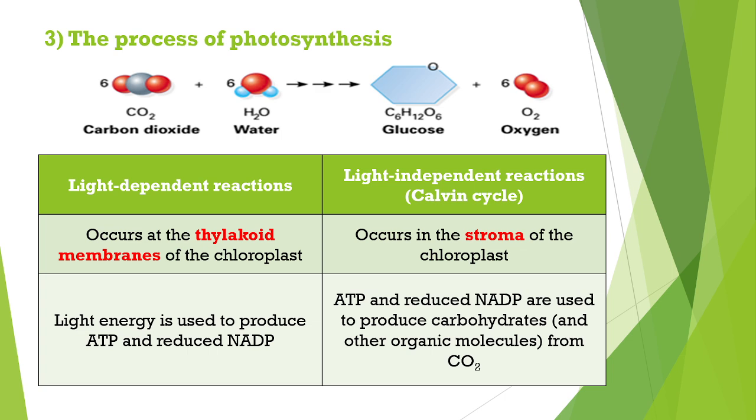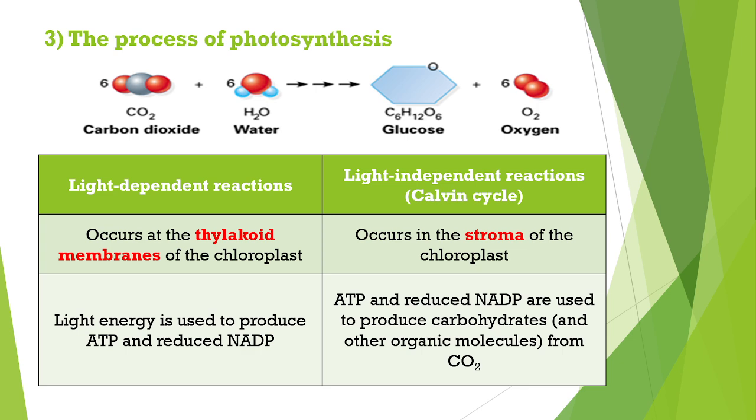Okay, so for the light-dependent reactions, when we looked at the photosynthetic pigments, we mentioned it already, right? It is the process where light is absorbed by the photosynthetic pigments, and the light energy is then used to excite electrons, which are then used to make ATP and reduced NADP. So again, the conversion of light energy to chemical energy stored in ATP and reduced NADP. So that would be light-dependent reactions.